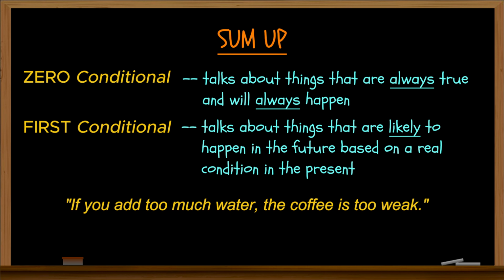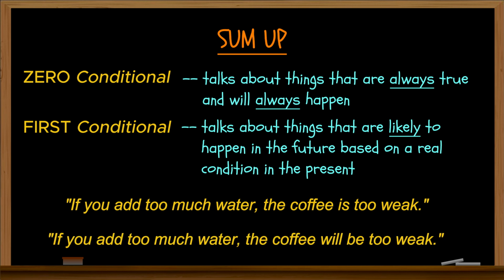Let's imagine that you see someone making coffee and they are about to add too much water, so you can use the first conditional here and warn them and say, if you add too much water, the coffee will be too weak. So in the first example, we have something that is always true, and in the second example, we have a possibility that something might happen or might not happen in the future. So we have a real condition in the present. We have someone who's making coffee right now. And if they add too much water right now, there's a chance that coffee might turn out too weak.